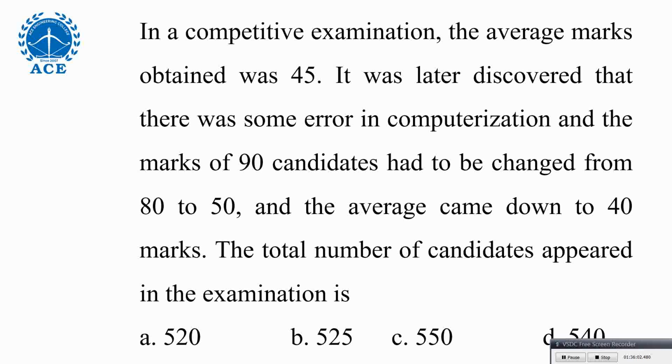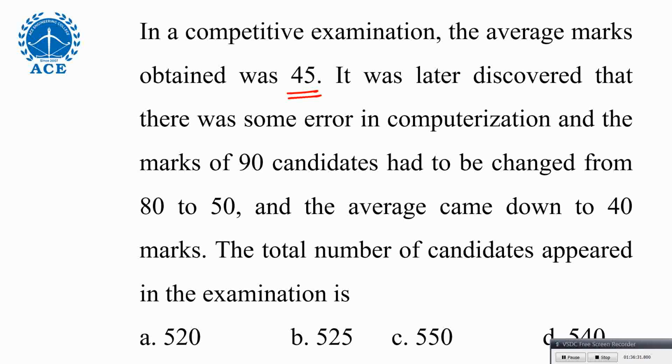Now, a serious question. In a competition, the average marks obtained was 45, but it was later discovered that due to some error in computerization, the marks of 90 candidates had to be changed from 80 to 50, and the average came down to 40 marks. The total number of candidates who appeared in the examination is what?